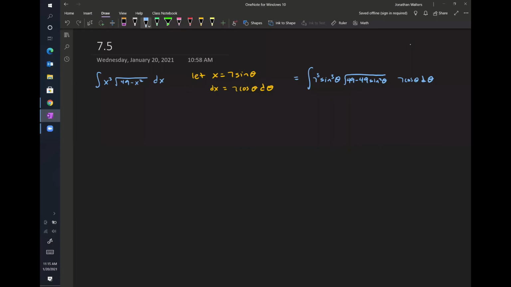So this is going to be 7 to the 4th power sine cubed theta square root of 49 cosine squared theta cosine theta d theta. 49 cosine squared under the radical becomes 7 cosine. So this is going to be 7 to the 5th power integral sine cubed theta cosine squared theta d theta.